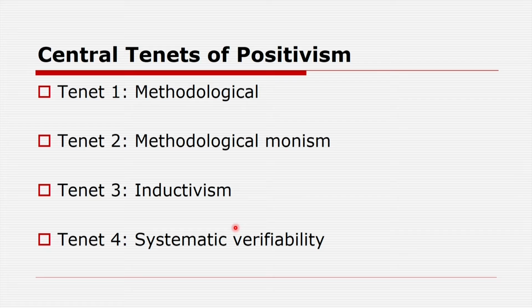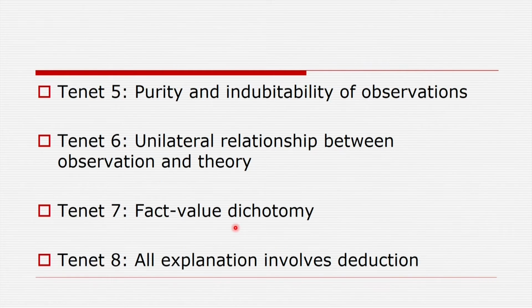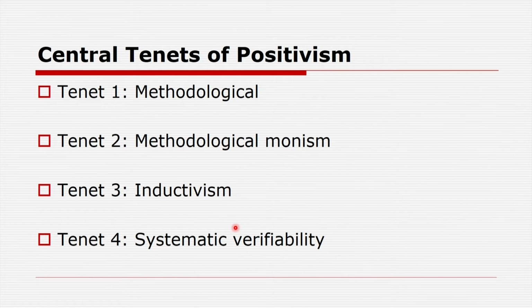First, tenet 1, that is methodological. What is this methodological? We will say methodological monism, inductivism, systematic verifiability, observations are pure and indubitable, a unilateral relationship between observation and theory, there must be a dichotomy between fact and value, all explanation must involve deduction and so on. We will see what kind of thing.